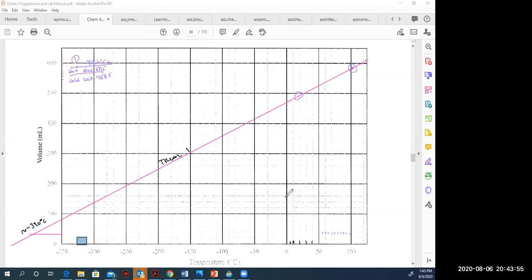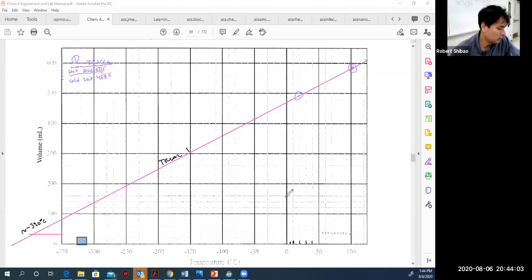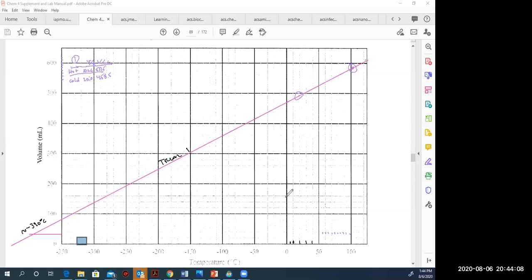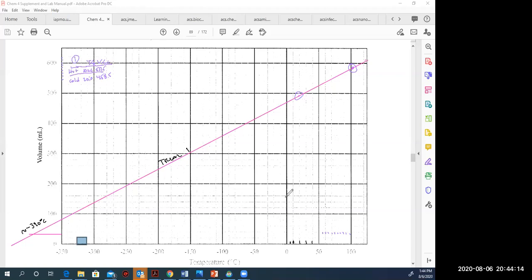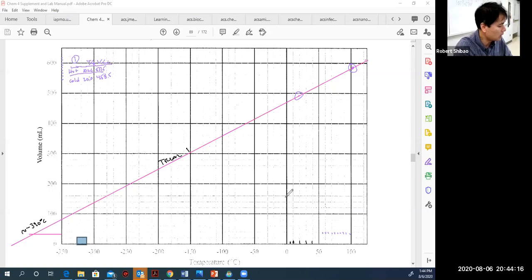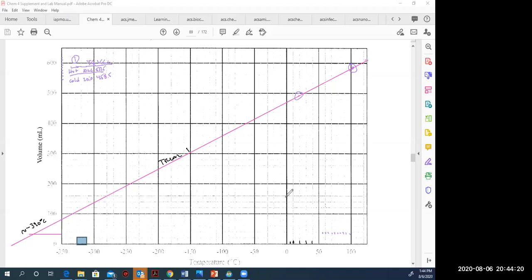Professor, can you put this blank graph on Piazza? Because I messed mine up. You mean the graph paper? Yeah. Well, actually, let me see. All right, let me try to scan that into Piazza. Thank you. Sure.